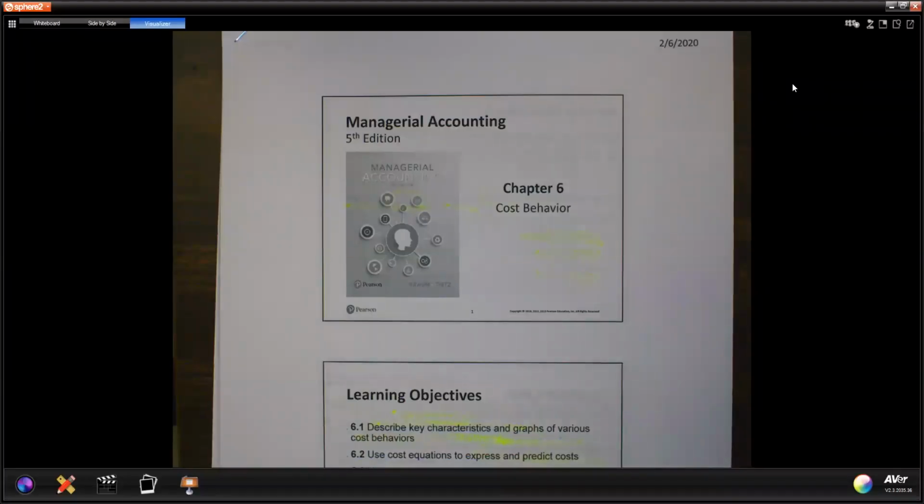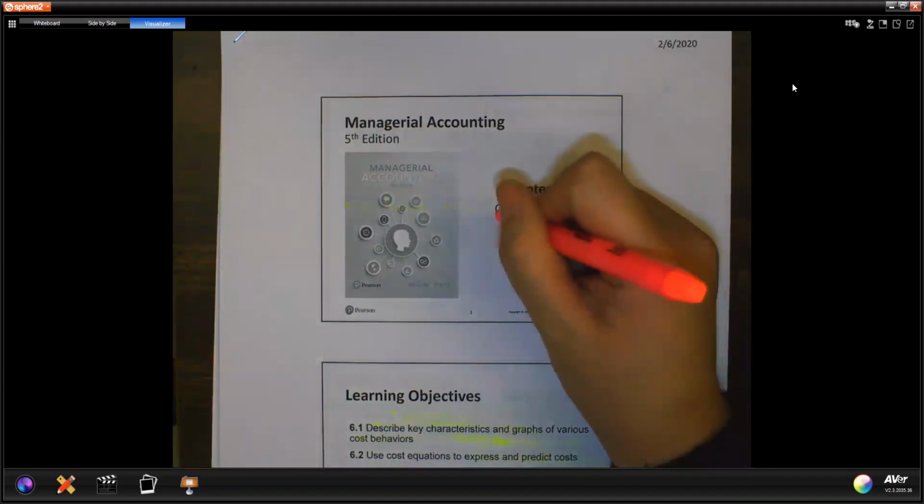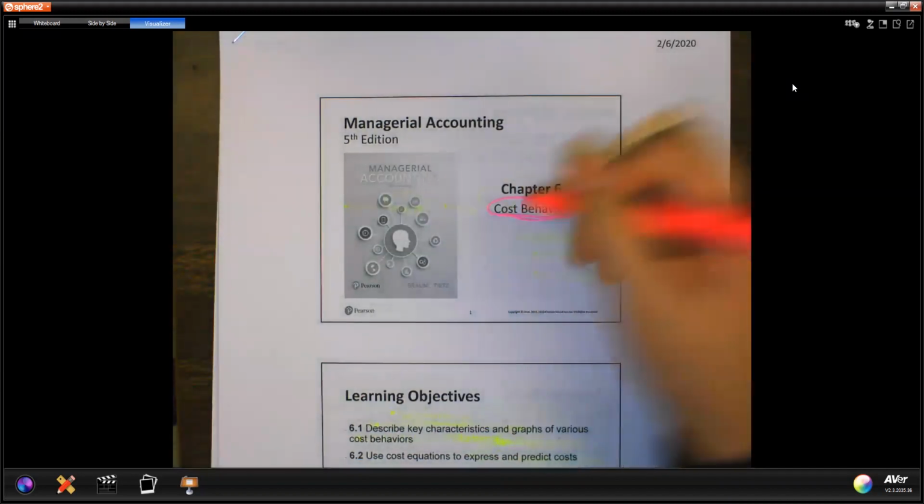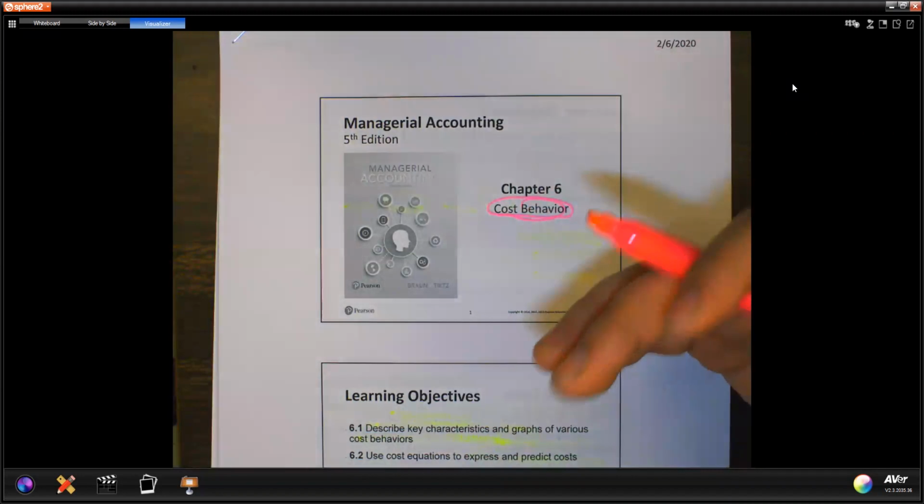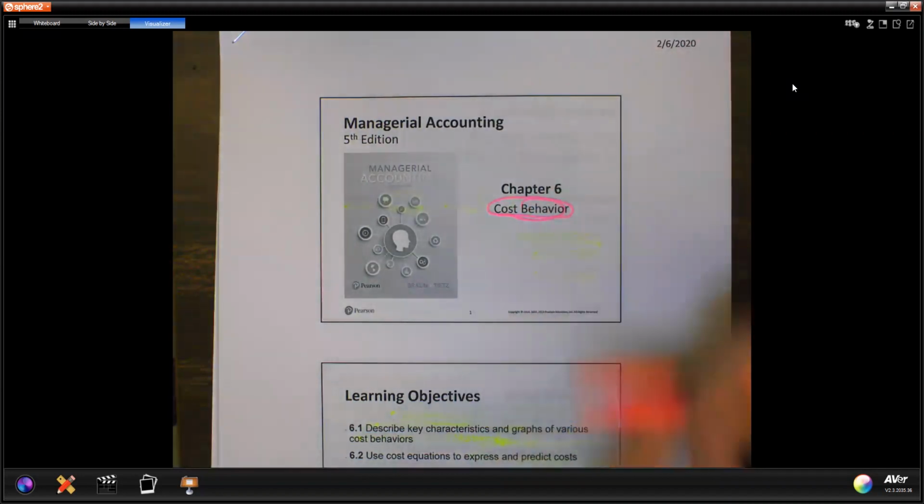In this video, we talk about chapter 6, cost behavior. So what's the meaning of cost behavior? It basically means when the activity level changes, how will this affect your total cost? So how will cost behave as the activity level changes?